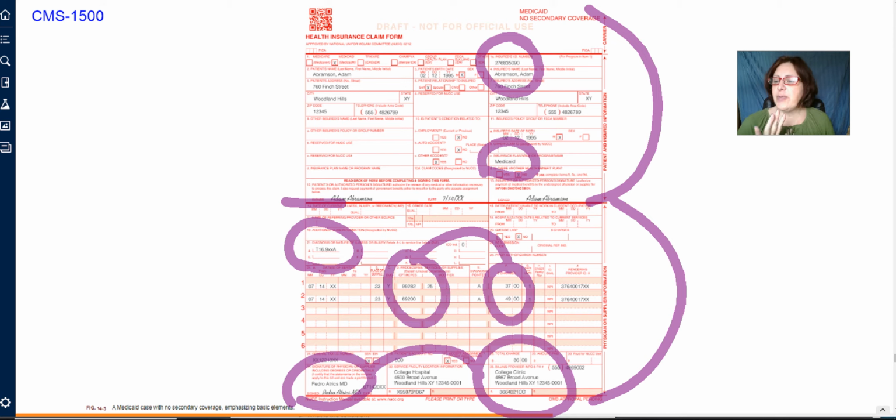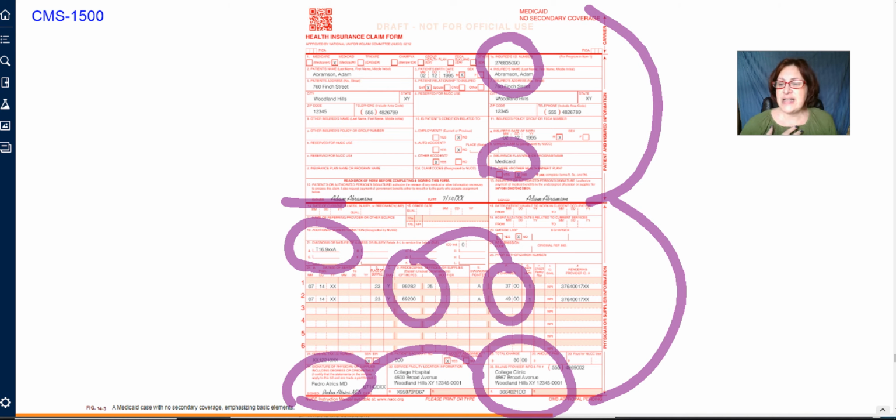Now, this is a paper claim. And when I started in this industry many, many more years ago than I want to admit, pretty much everything was billed on paper. When I started, the only electronic billing we did was Medicare. Everybody else went on paper. That has changed through the years. So the paper claim form, we will teach you. And you will still use it in the industry.